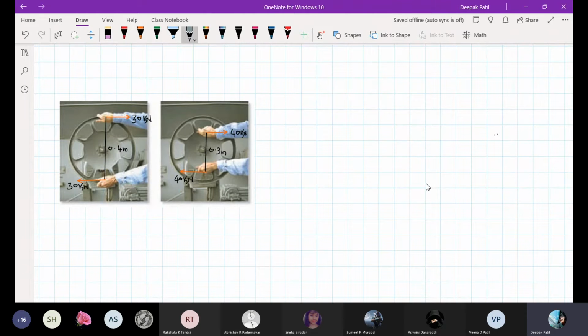First let us check whether these two forces will form a couple or not. The four conditions: first, both should be equal in magnitude. Yes. Second, they should be opposite in direction. Yes. Third, both should be parallel to each other. Yes, they are parallel. And the last condition is that they should be separated by a definite distance. Yes. So both of them will form a couple.